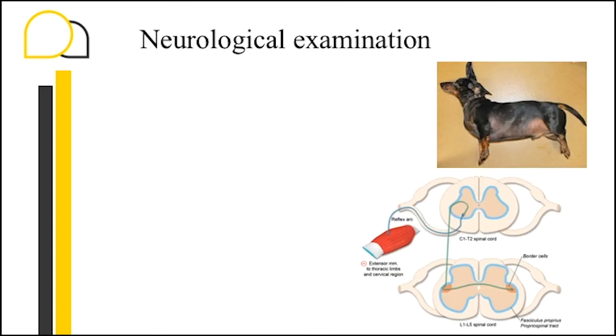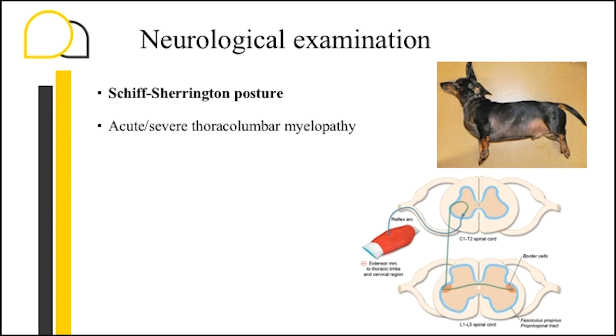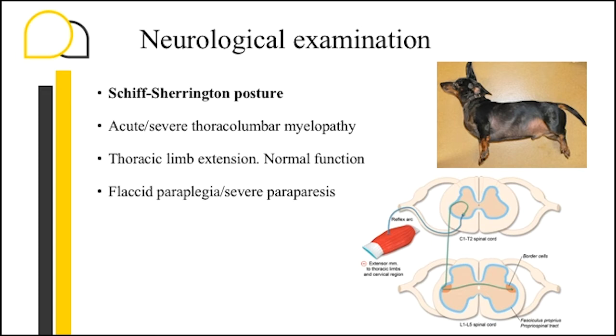Another abnormal and very distinct and characteristic posture is the Schiff-Sherrington posture. We may see this in thoracolumbar or in cranial lumbar myelopathies, and this happens due to a disruption of the ascending tracts that inhibit the thoracic limb extensor muscles. Therefore, the result is an extensor hypertonia of the thoracic limbs, as you can see in the dash shown in the picture, with flaccid paralysis or severe paresis of the pelvic limbs.